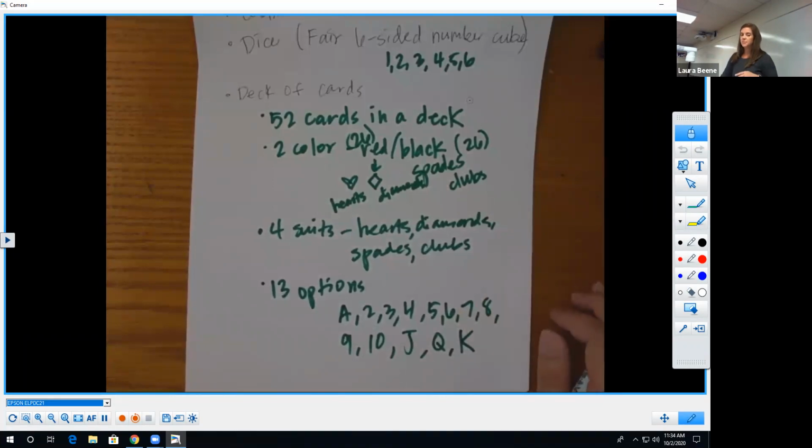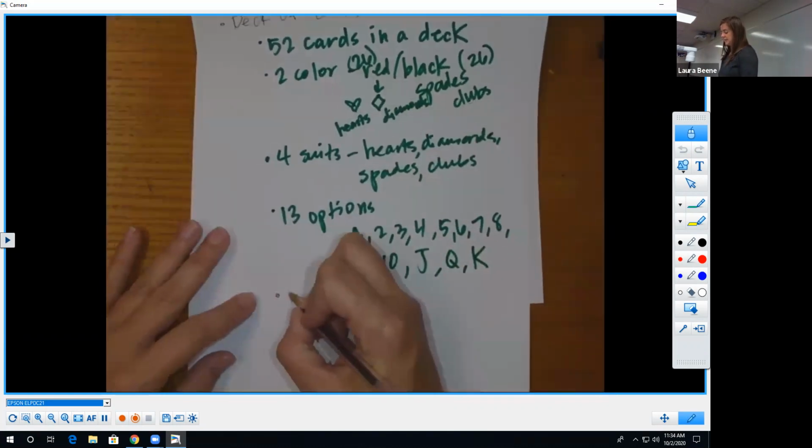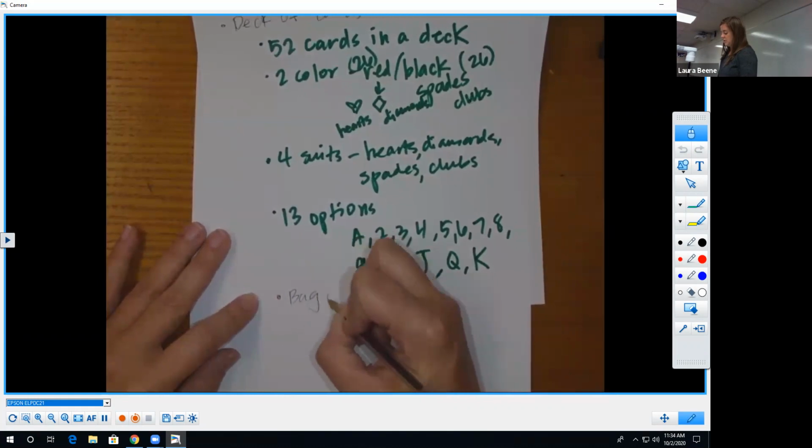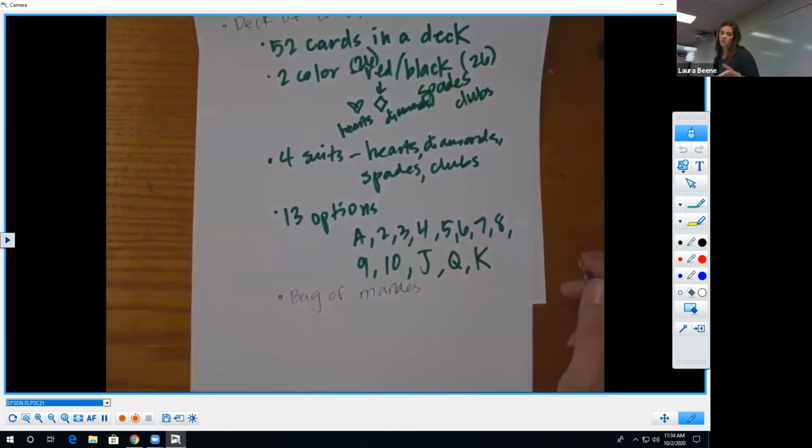Okay, so we're going to do some problems with a deck of cards. Another one you see most commonly used in elementary school classrooms is a bag of marbles, and it'll tell you this many blue marbles, this many green marbles, this many pink marbles, or yellow, or whatever color they are. Okay, so let's do a few problems here.